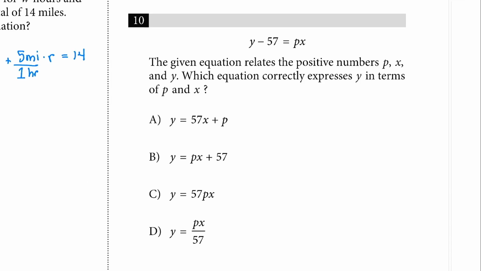The given equation relates the positive numbers p, x, and y. Which equation correctly expresses y in terms of p and x? So whenever it says expressing something in terms of something else, it's telling you to solve for that, which just means that we are going to add 57 over. So this option is going to be B.